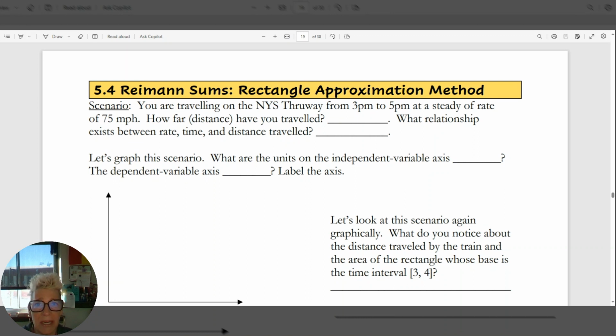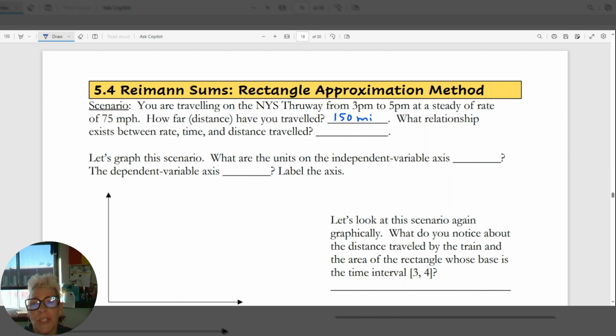So let's talk about this scenario that we have. You're traveling on the New York State Thruway from 3 to 5 o'clock at night at a steady rate of 75 miles per hour. You put the cruise control on, 75 miles an hour exactly the entire time. How far have you traveled? Well, you guys at this point will have no problem realizing that if you are traveling for 2 hours at 75 miles per hour, that you went 150 miles.